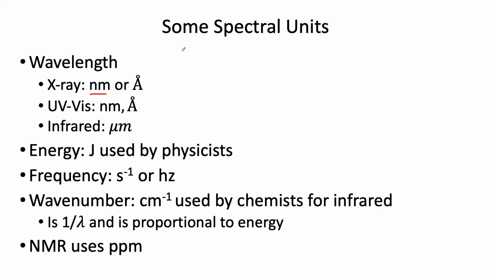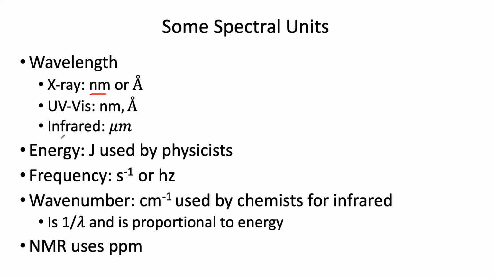Okay, now when you get up to a different energy range, say in the UV visible region, then it's mostly nanometers. You still see angstroms occasionally, because remember, the visible is from about 400 to 700 nanometers, which would make it 4,000 to 7,000 angstroms. All right, that's the range of the visible, and then the UV goes a little further out to shorter wavelengths.